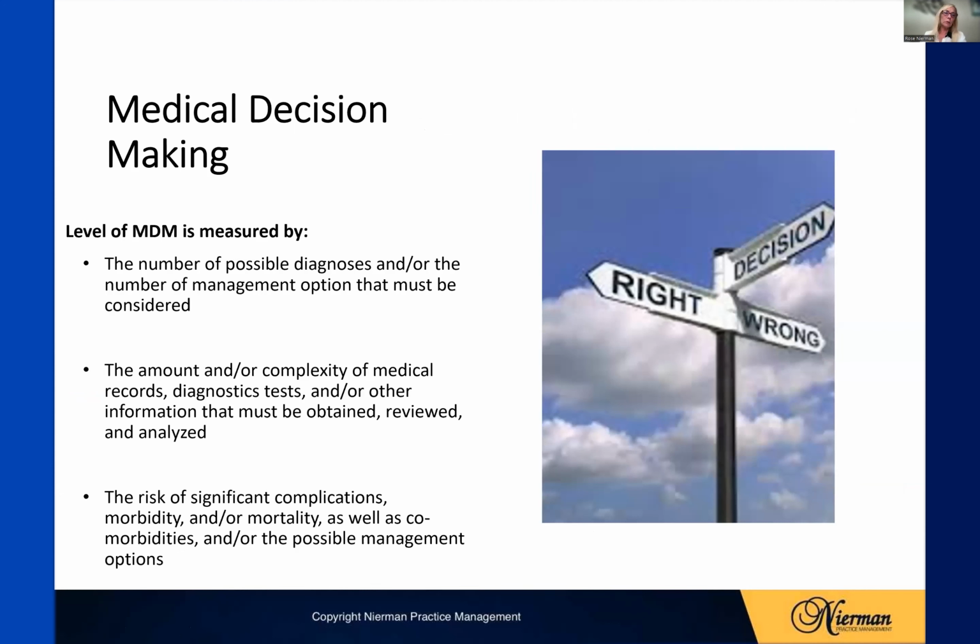So there's also, you may remember from the old coding guidelines, medical decision making, and that's the number of diagnoses, how many management options you're going to consider, complexity of records, diagnostic tests, and the risk of significant complications or morbidity or mortality. Now, what they did in the new guidelines is they say you can either go by time or medical decision making. Okay, so for a physician who's maybe managing 6 or 7 conditions, that might make sense for that physician. But I think most of the dental practices will be going by time.